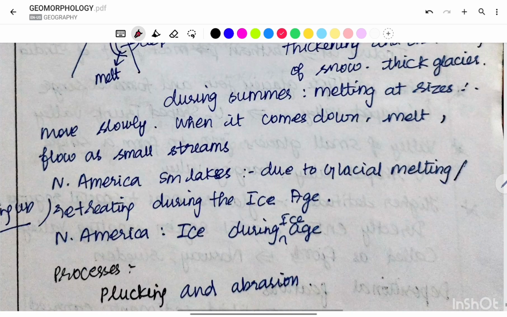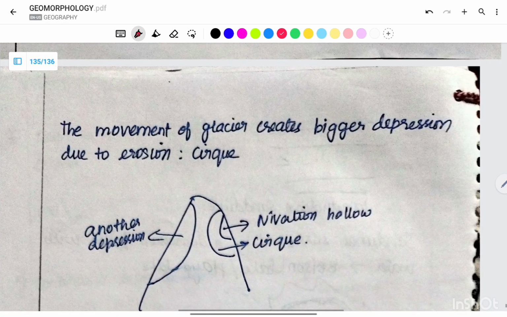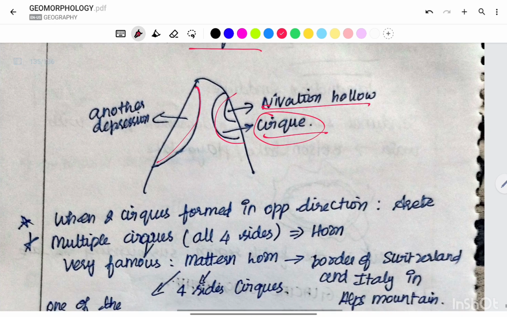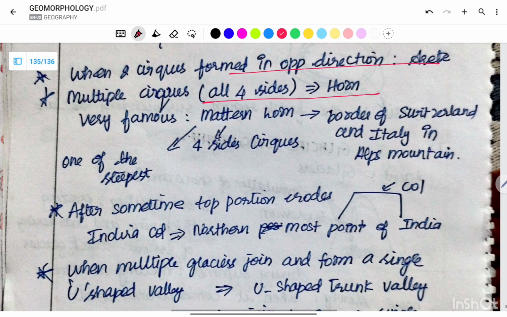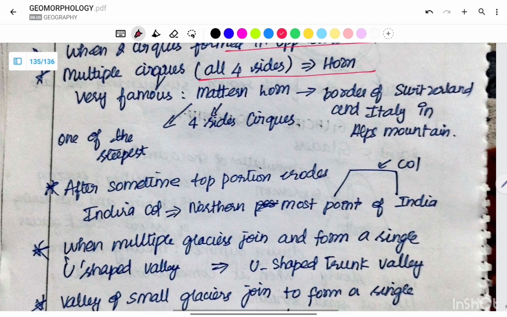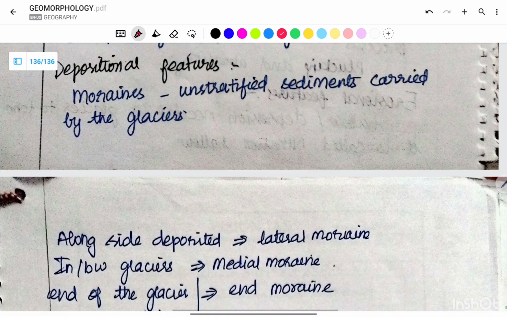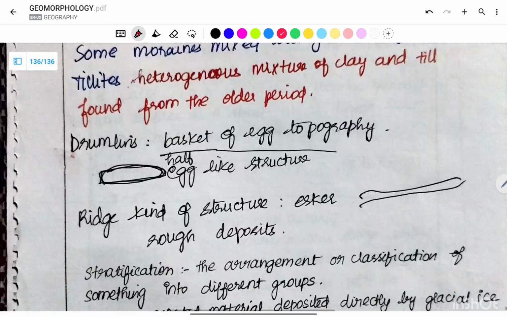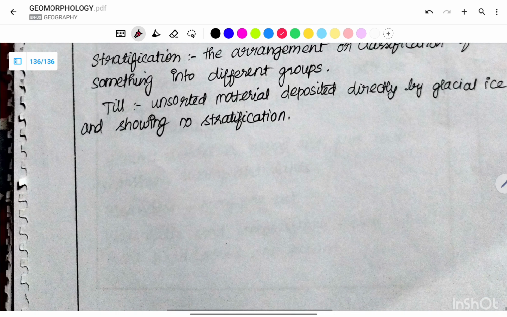Glaciers work through accumulation, plucking and abrasion. Erosional features are the nivation hollow, and here we have the nivation hollow. A cirque is a bigger depression on all sides. When two cirques form in opposite directions, it is called an arete. Multiple cirques on four sides form a horn. We have depositional features like moraines: lateral moraines along the side, medial moraines, and end moraines. Drumlins are egg-shaped topography, a basket of eggs.